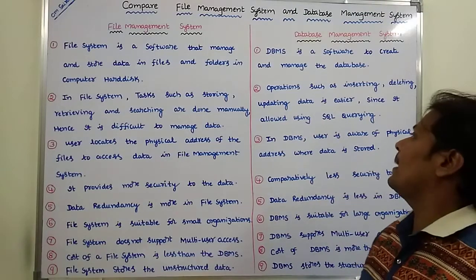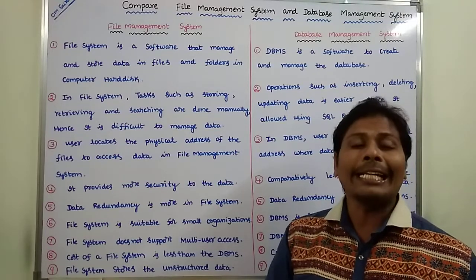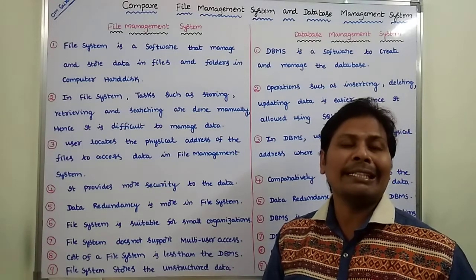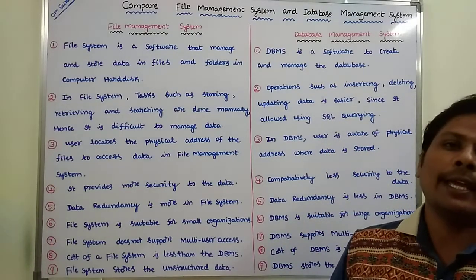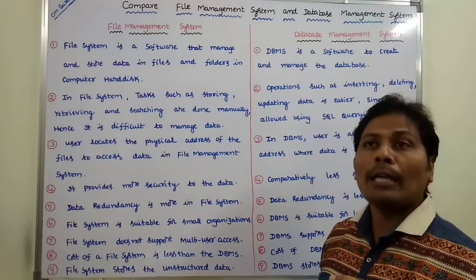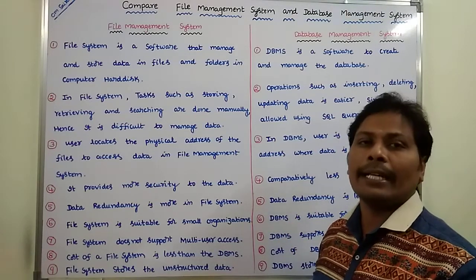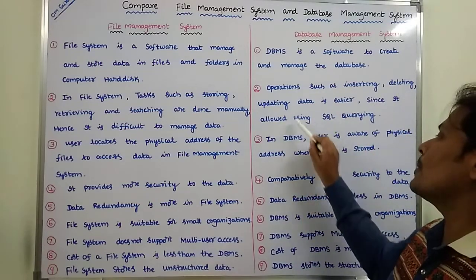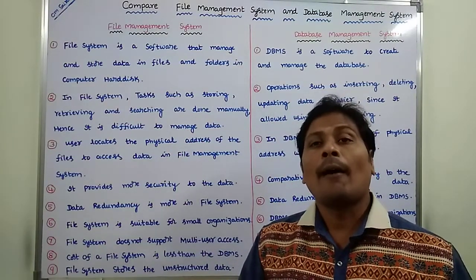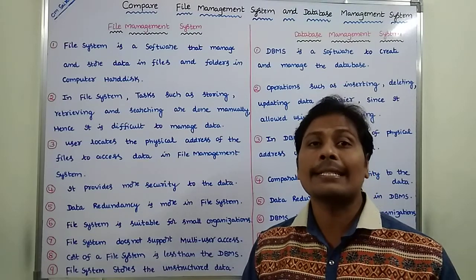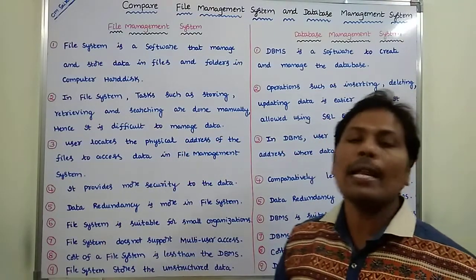Whereas in the case of DBMS, operations such as inserting the data into the database, deleting the data from the database and updating the data in the database are done by using SQL query. Here it can be done through SQL query, whereas in file management system all the operations, searching, retrieving, inserting, are done manually, so it is difficult to manage the data.